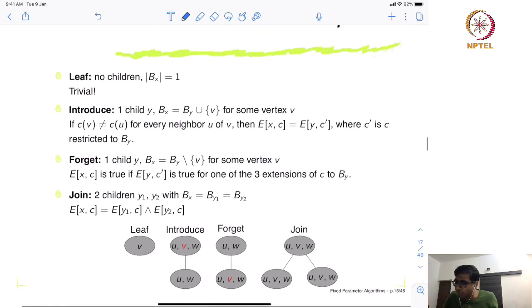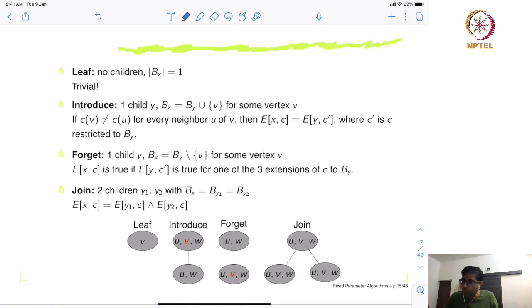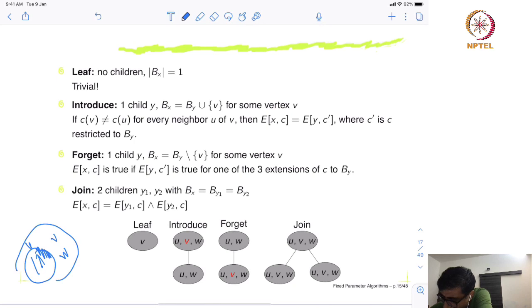Now look at any introduced node. So what is an introduced node? As I have always told you, an introduced node means that there is a bag U W, and a vertex V is introduced. So you are getting a new graph with edges of V being restricted to either between V and W. So this is how the world looks like.